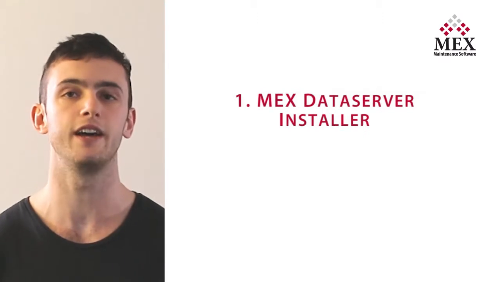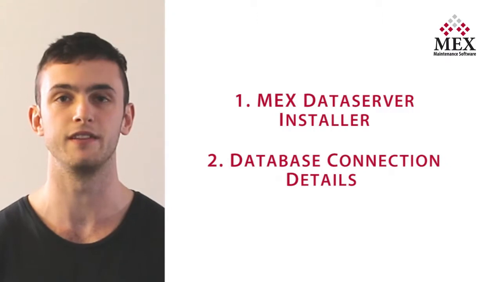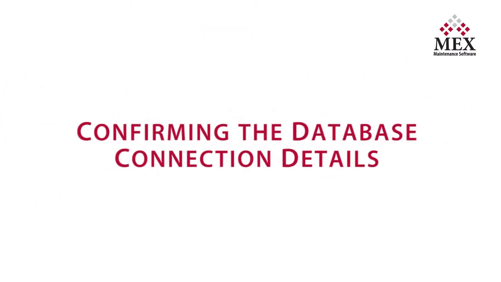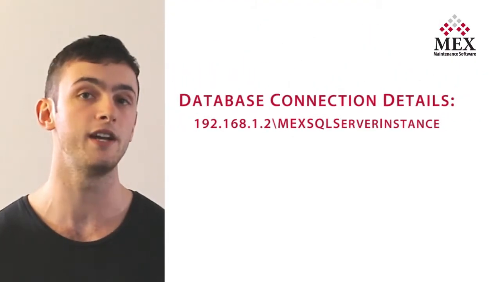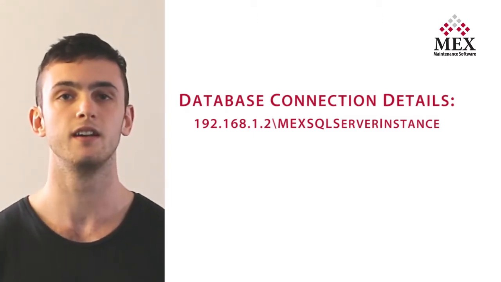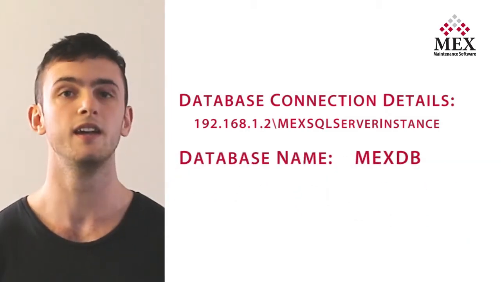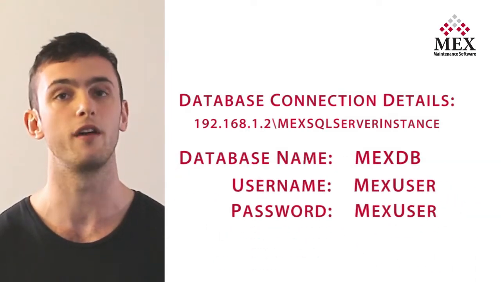This brings us to the data server migration, which you'll need a couple things for. You'll need the MEX data server installer, which you can download from the MEX user portal, and the connection details of the database you just migrated. The database connection details can be found by adding your server's IP address with a backslash and the name of your SQL server instance. Then all you need is the name of your MEX database, which is usually MEXDB, and the username and password are both MEX user.